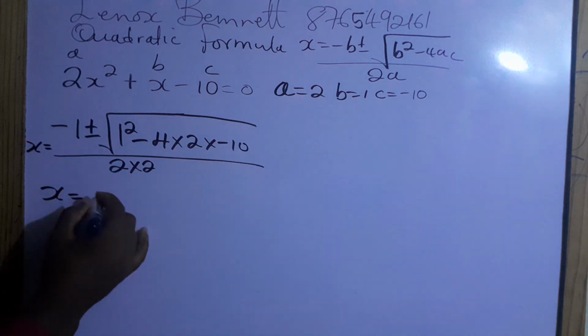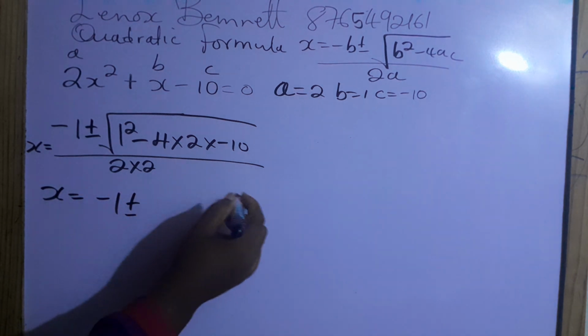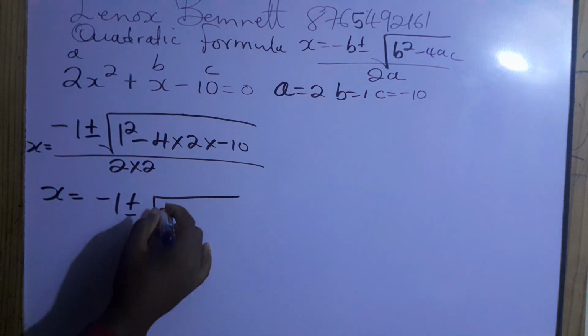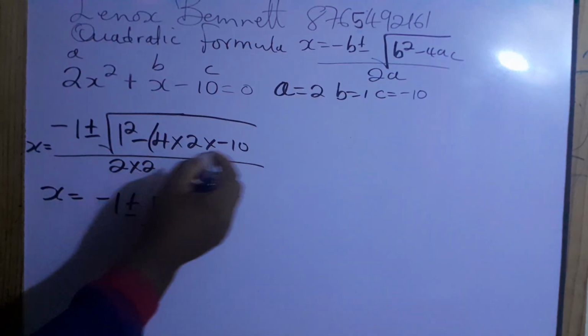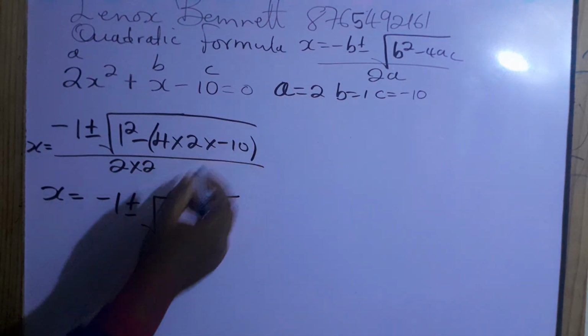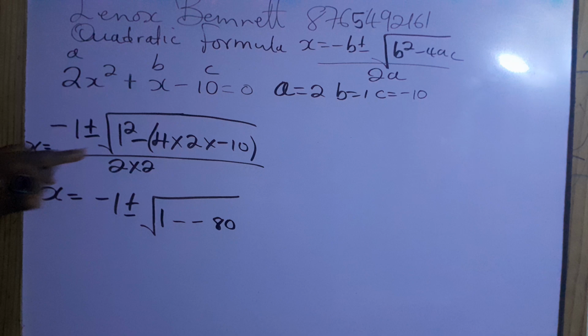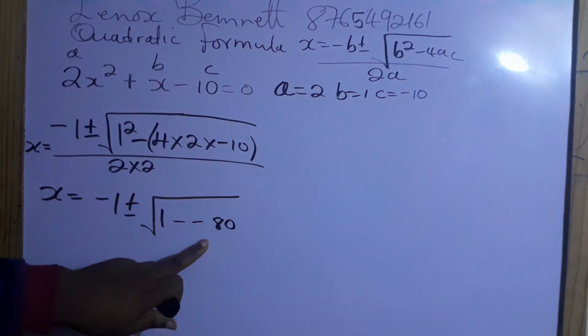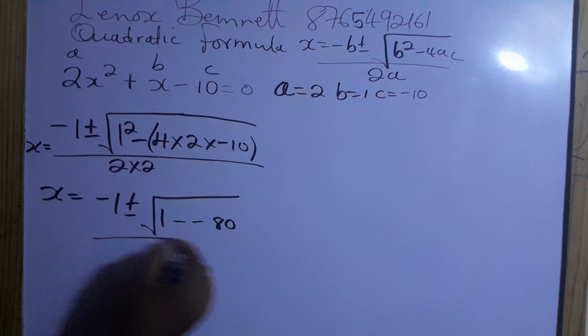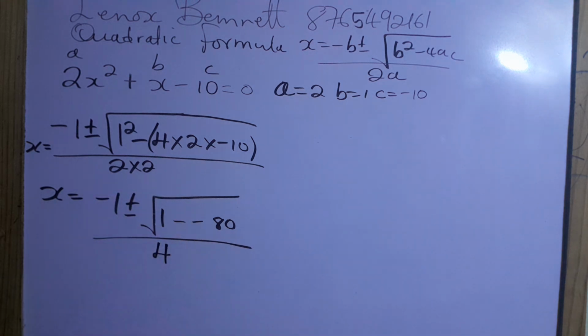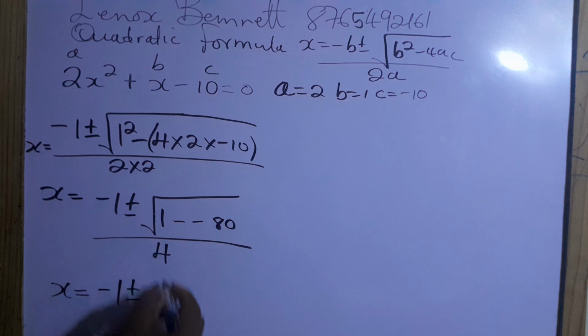So x is equal to minus 1 plus or minus. Now if we square 1, that's 1, because 1 times 1 is 1. Multiply this, 4 times 2 is 8, and that times negative 10 we get minus 80. Remember there's a minus here, and this also works out to negative 80. 2 times 2 is 4. Let us put things in perspective further. Now, if we have two negatives together, this is going to become a positive. So it's 1 plus the 80 all over 4.